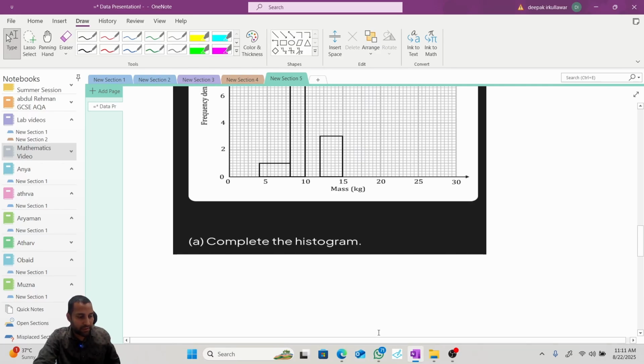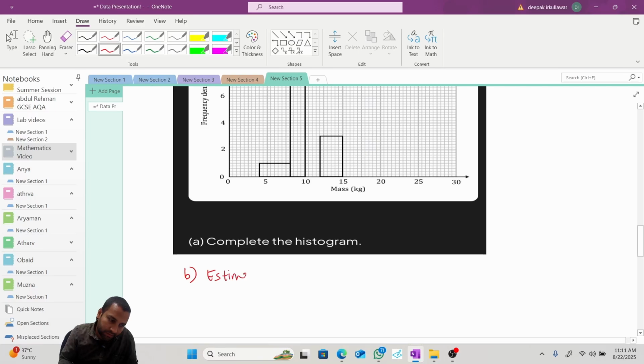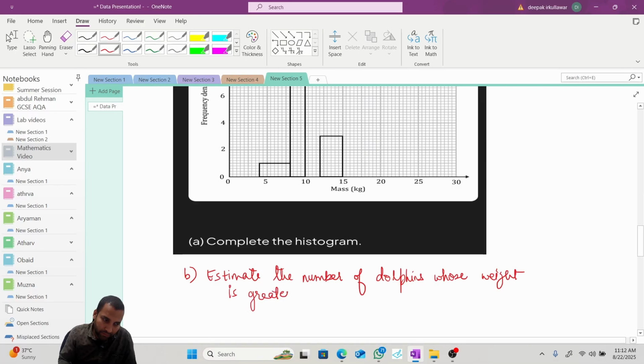Second thing is estimate the number of dolphins whose weight is greater than 13. Part B of the question is estimate the number of dolphins whose weight is greater than 13 kg. Okay, so this is our question.